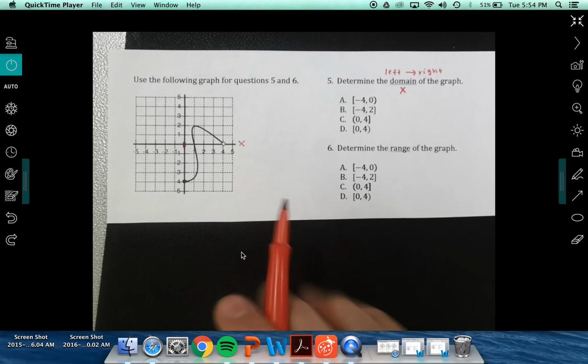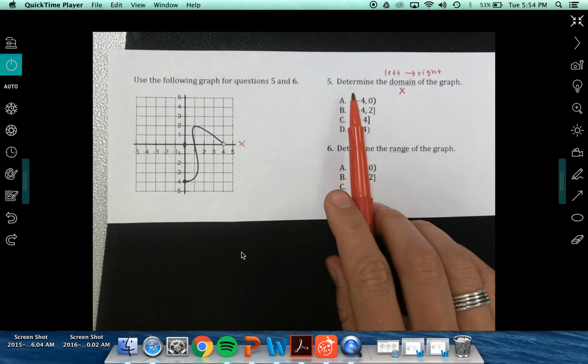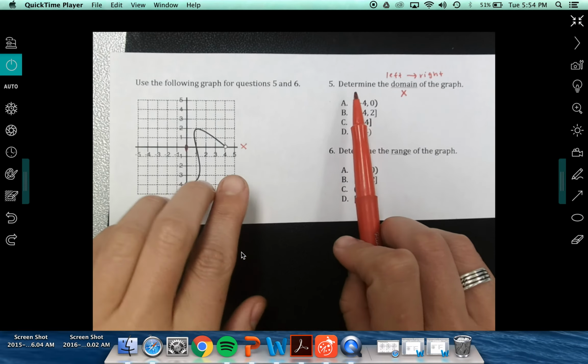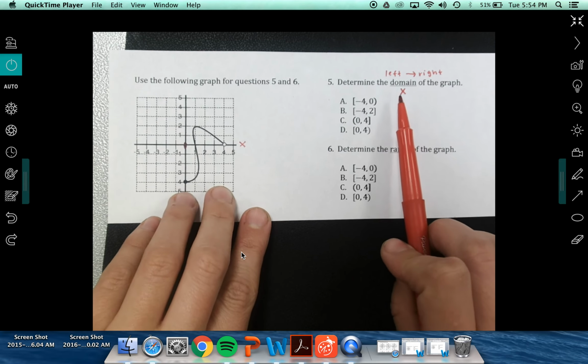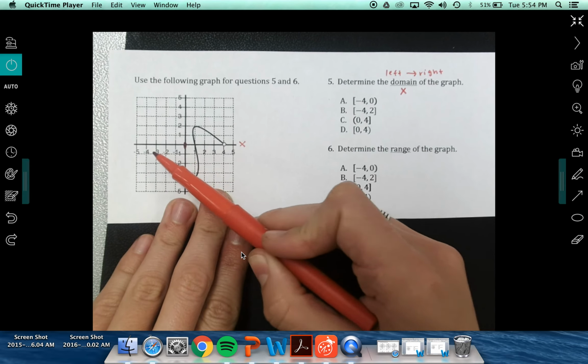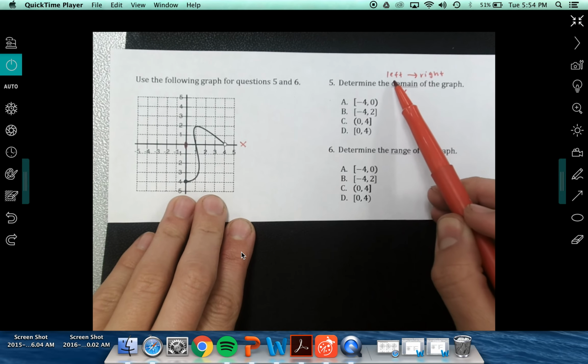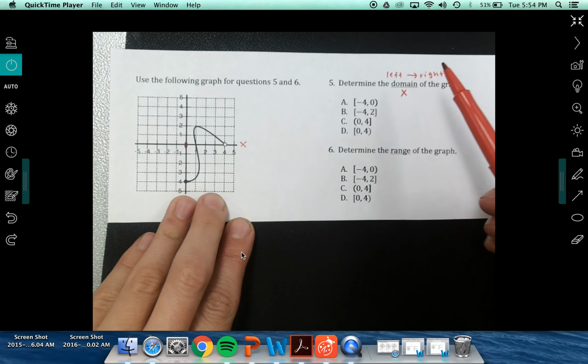So we are looking at number 5 and number 6. They both go with this graph. I've started working on number 5 already. So it says, determine the domain of the graph. So it's important to remember domain, that's your x values. Okay, so our x-axis right here. We read domain from left to right. Okay, so just like a book, we read our graph from the left to the right.